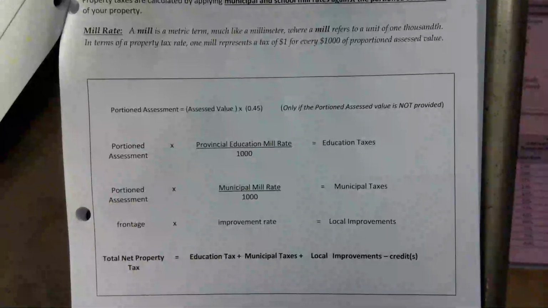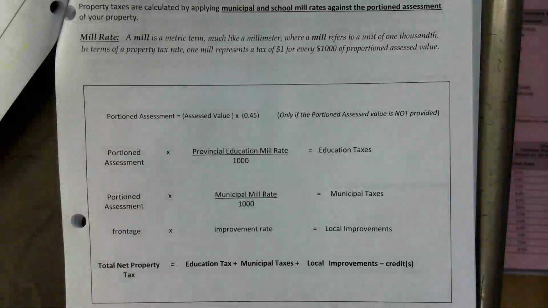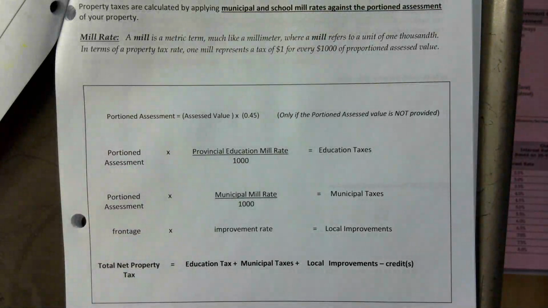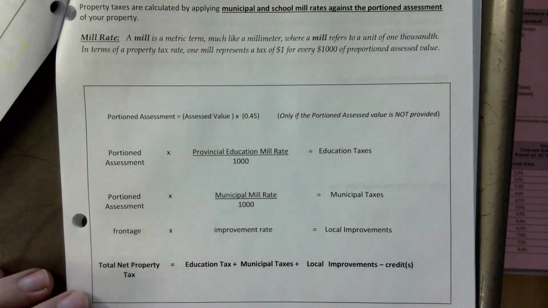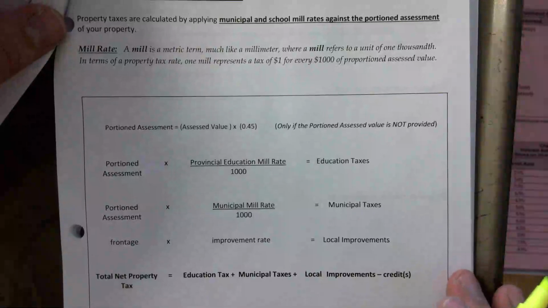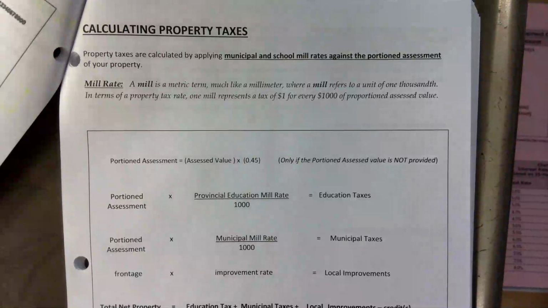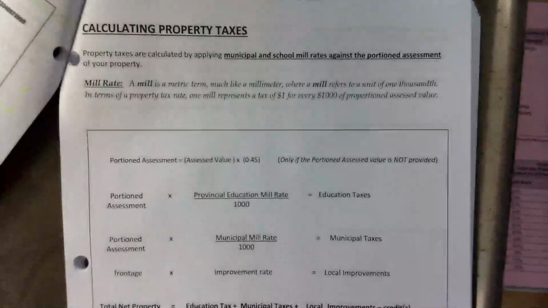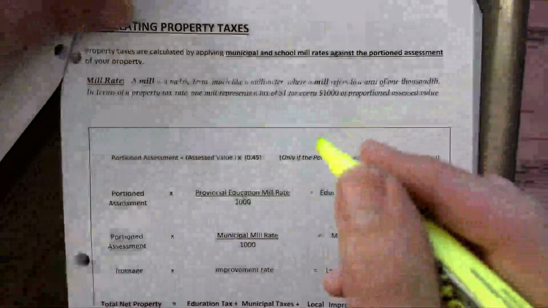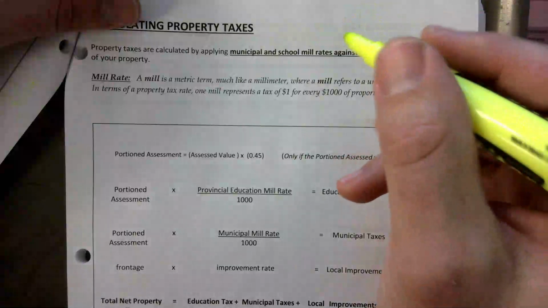Page 62. Okay, 62 is basically where everything comes together. This is like the big formula for property taxes, and I will explain that in a little bit. Pay attention to this part. On page 62, these are the two words of the day: mill rates.